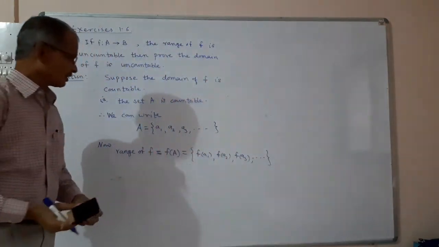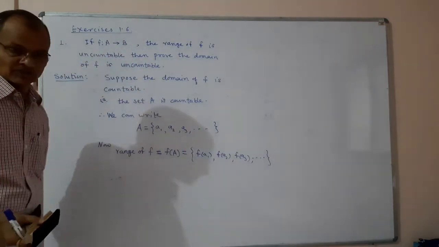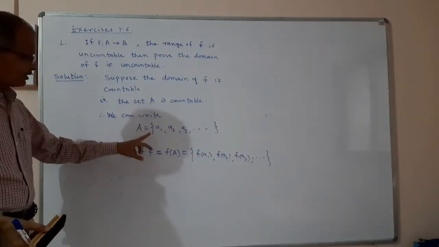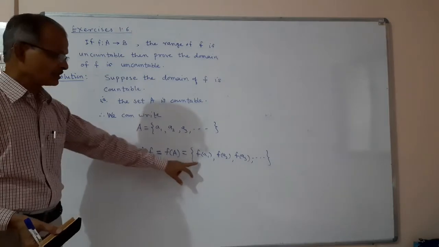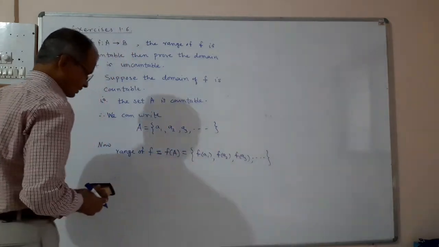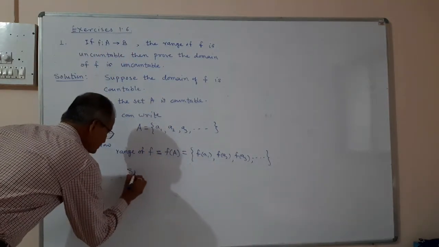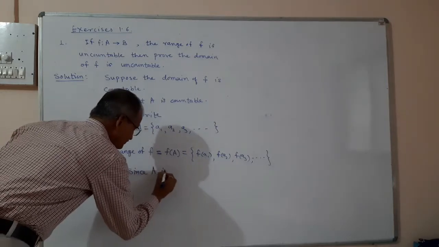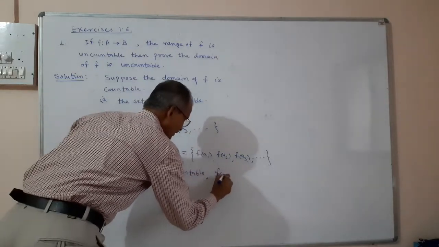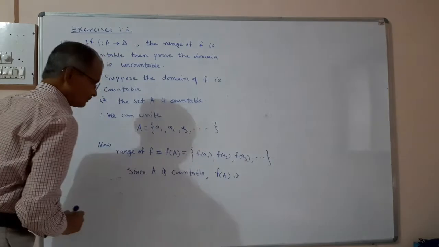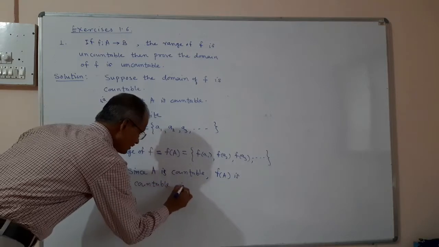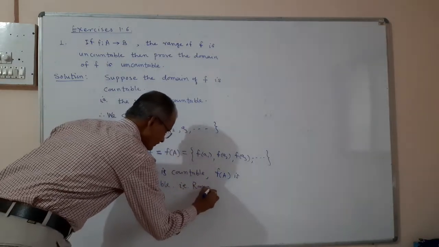By definition of function, every element in the domain has the image. So that set of images is the range of F. And see, because A is countable, F of A is countable. So therefore, and here we will avoid the repetitions in the range, since A is countable, that is, the range of F is countable.